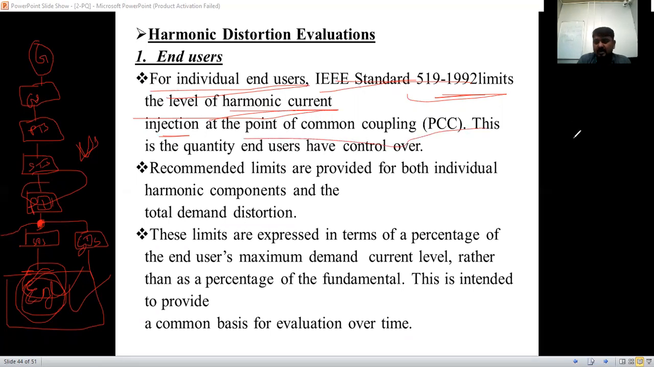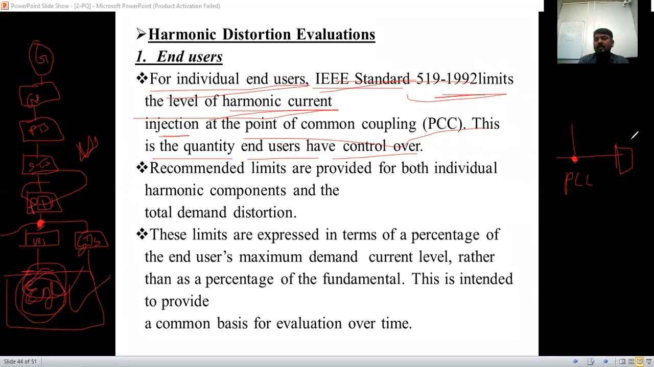I will consider here, see here, this one is the common coupling point. We are the end user here, and end users are connected at this point, the PCC. At this point it limits the harmonic currents. Whatever the injection of harmonic currents, it is limited according to the IEEE standard at the common coupling point. This is the quantity end users have control over.